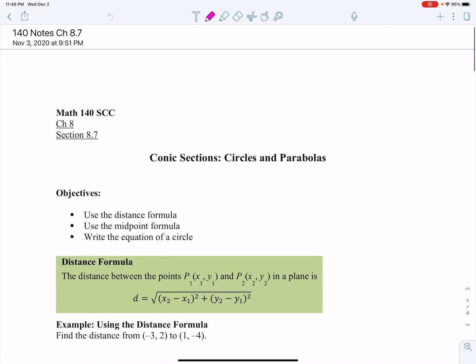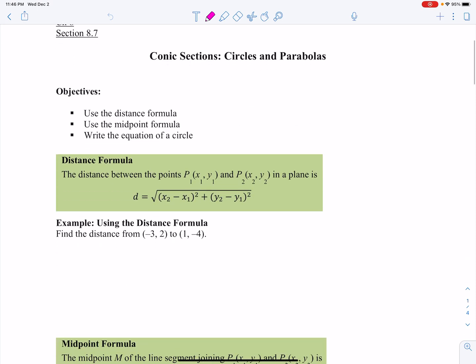We're going to finish up the semester with 8.7 here. All right, so just some conic sections, circles, and parabolas. These are things you should know. Again, it'll help you in pre-calc and calculus and beyond.